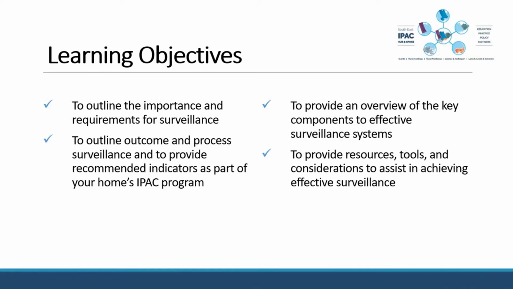So today's learning objectives are as follows. We're going to outline the importance of surveillance and the relevant requirements. We will review outcome and process surveillance and discuss the recommended indicators as part of your home's Ipac program. There will be an overview of the key components to an effective surveillance system, and we will provide you with some resources, tools, and considerations that will help with having effective surveillance. And Sarah's going to take us through our agenda now.